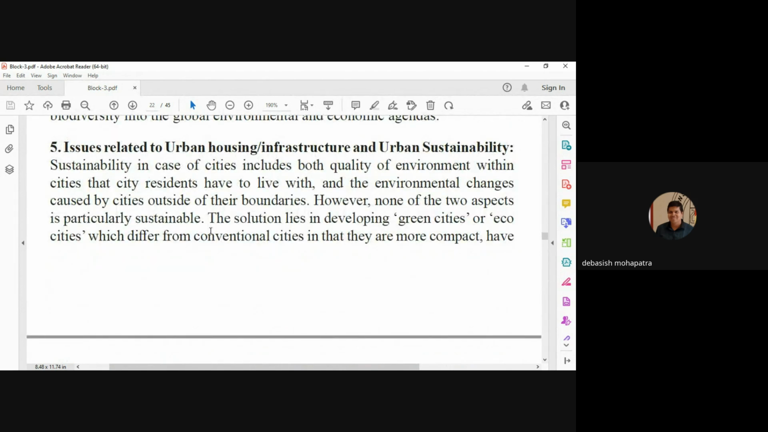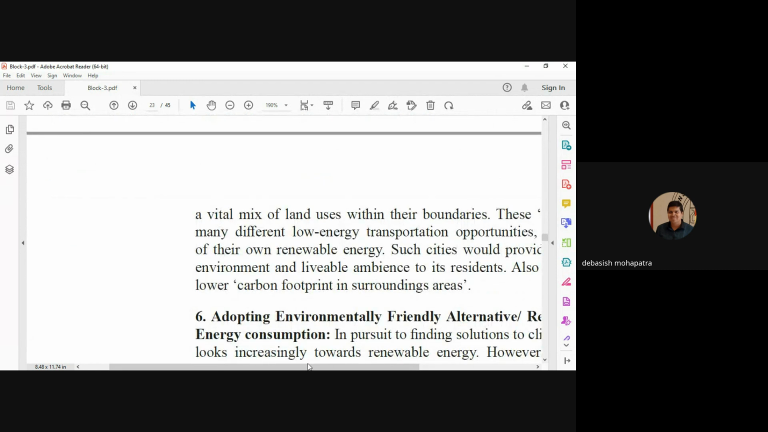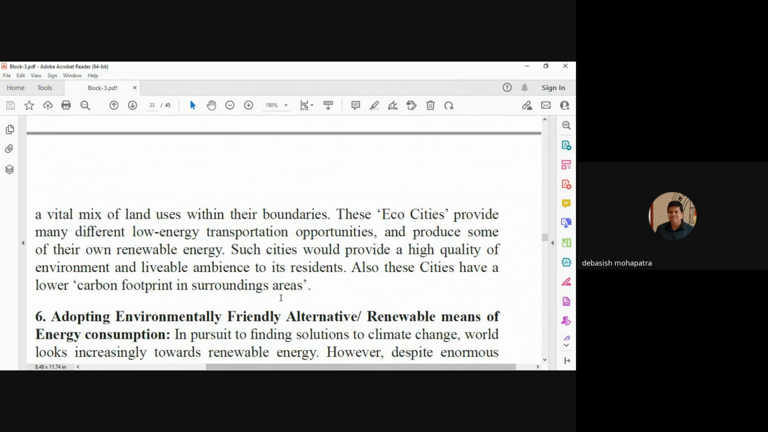An issue related to urban housing, infrastructure, and urban sustainability. Sustainability in the case of cities includes both quality of environment within the cities, which city residents have to live within, and environmental changes caused by cities outside of their boundaries. However, neither of the two aspects is particularly sustainable. The solution lies in developing green cities or eco-cities, which differ from conventional cities in that they are more compact and have a vital mix of land use within their boundaries.